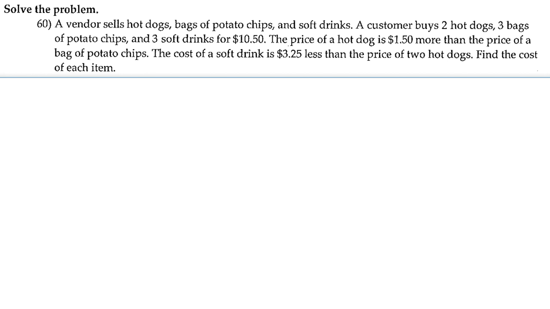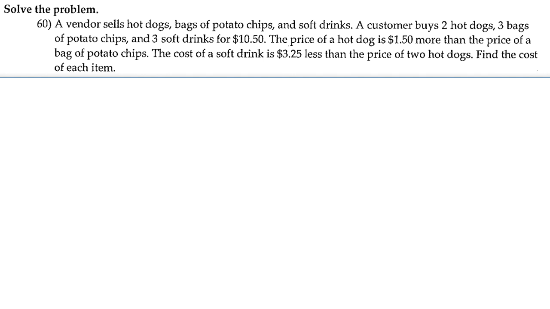Hey guys, so for number 60, we're going to solve the problem. Here we have a word problem. A vendor sells hot dogs, bags of potato chips, and soft drinks. A customer buys 2 hot dogs, 3 bags of potato chips, and 3 soft drinks for $10.50.